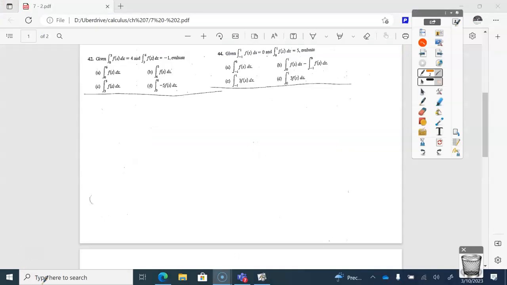Okay, second part of 7.2 is this. 42, take a look at 42 and then pause this and try it out, see if you can figure it out. If you can't figure it out, I'll be on with how to do 72 in just a moment. So here we go.